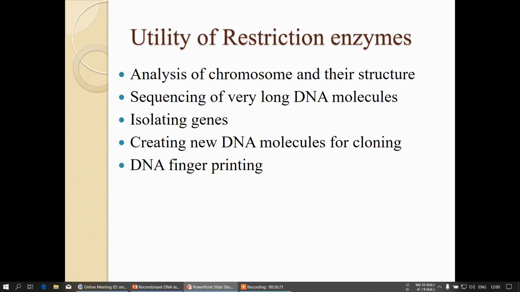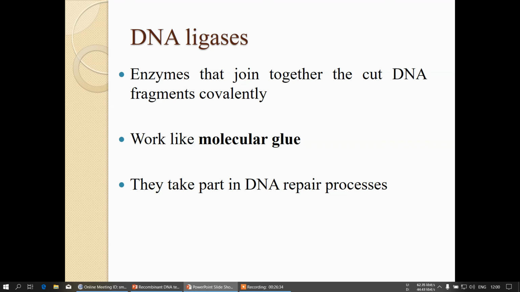It is also used as a DNA fingerprinting method, that is, which specific sequences are present in the DNA, which we have seen in the restriction map. So that was all about the molecular scissor enzymes, or restriction endonuclease enzymes.